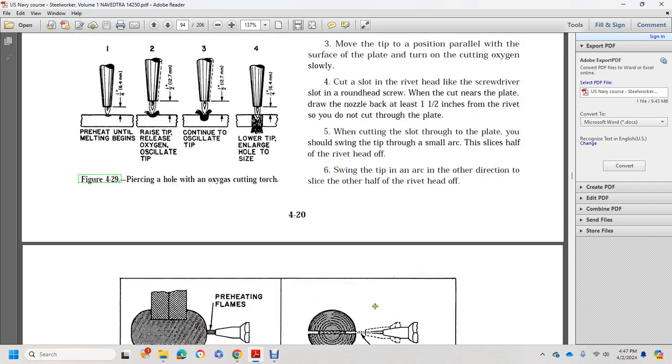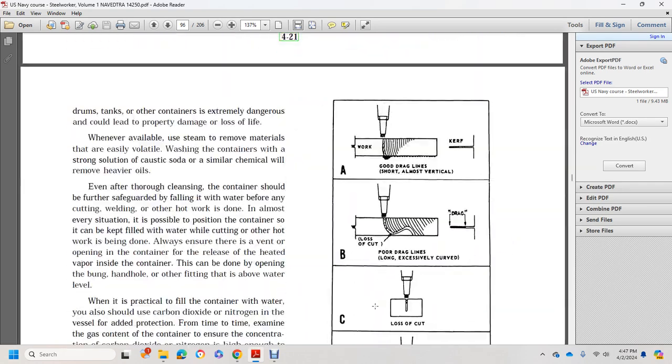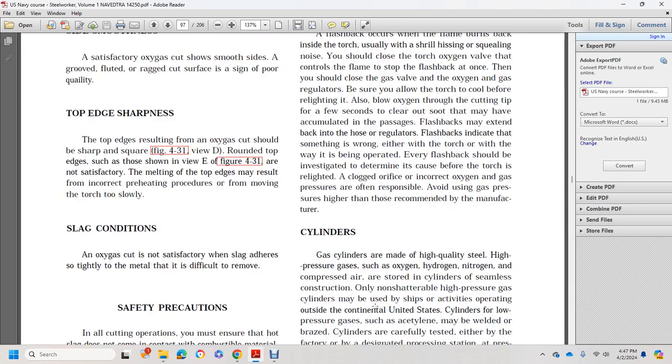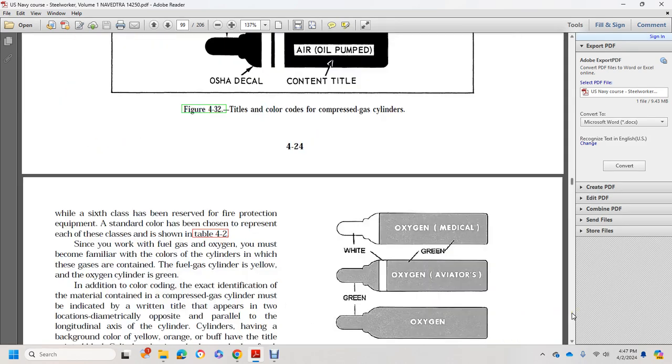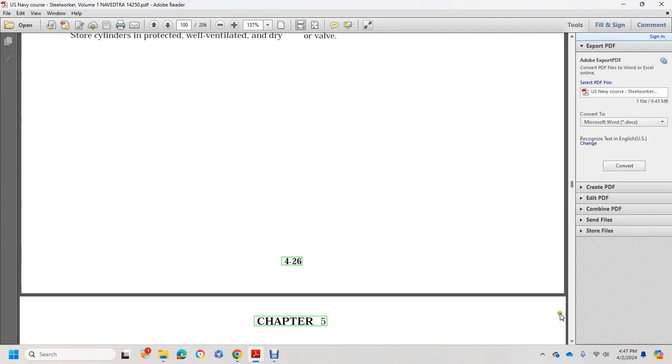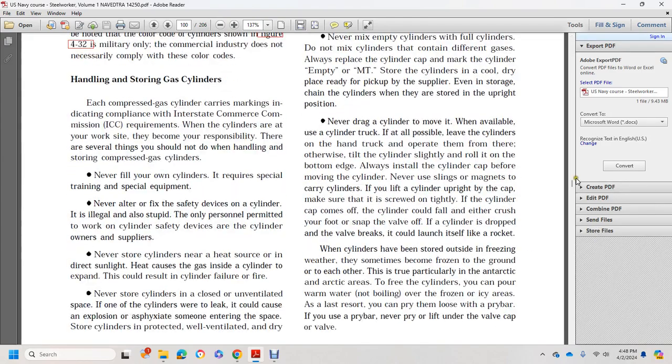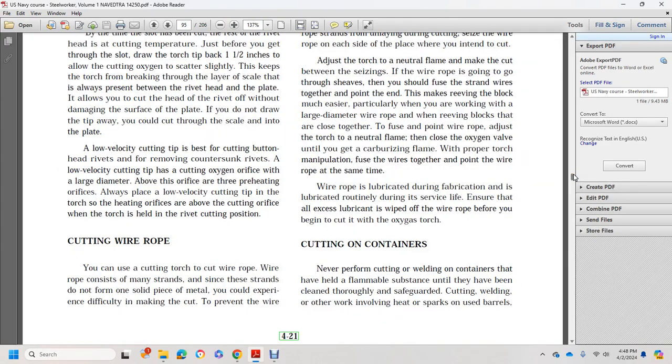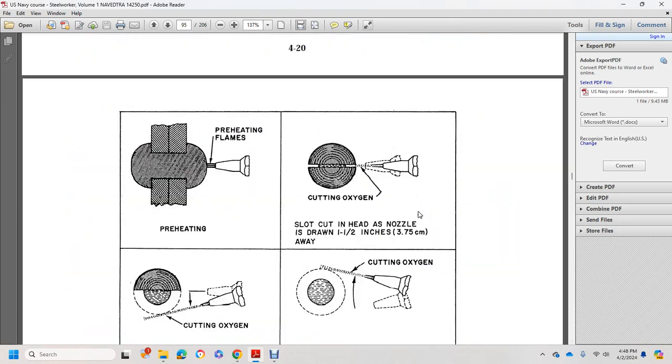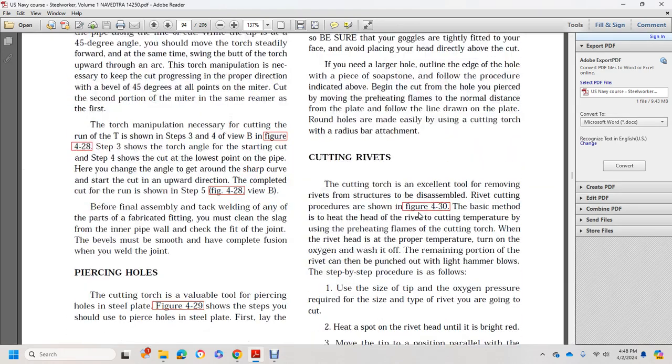Alright, cutting rivets, and then let's see how many pages we've got left of this. 100. We can cut the tape there.